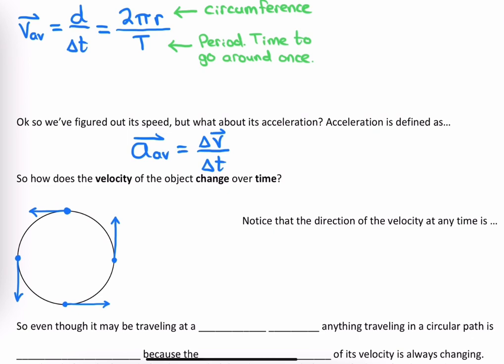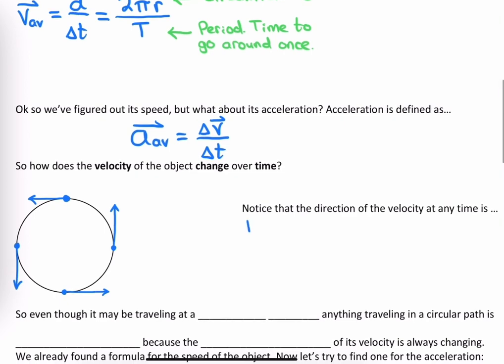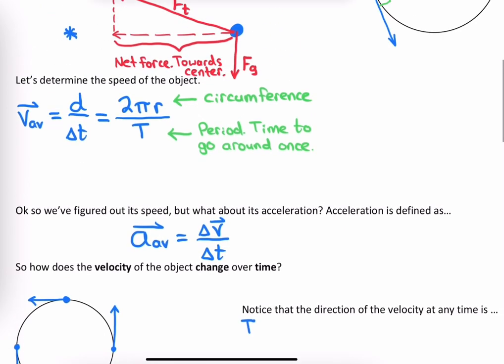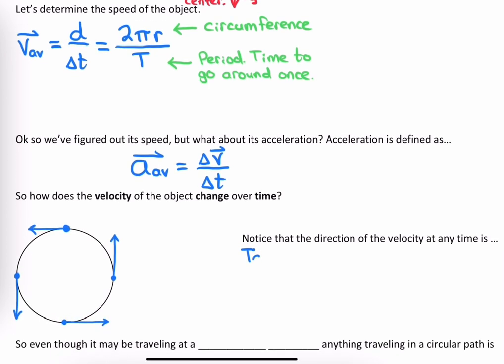Notice again, we said this before, the direction of the velocity at any time is tangent or parallel to the circle, or perpendicular to the radius.